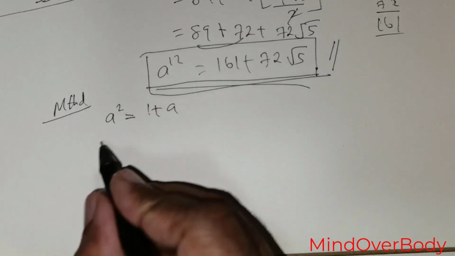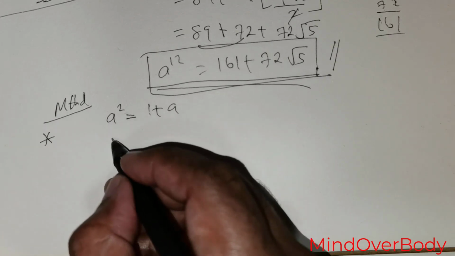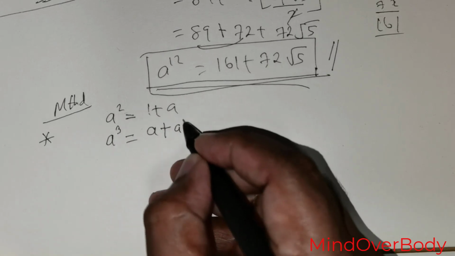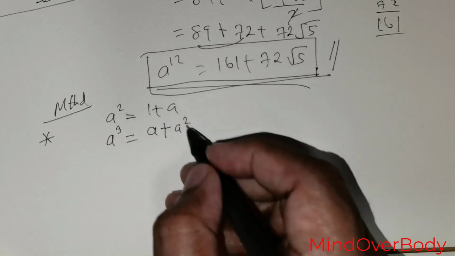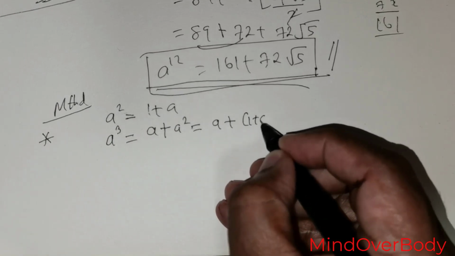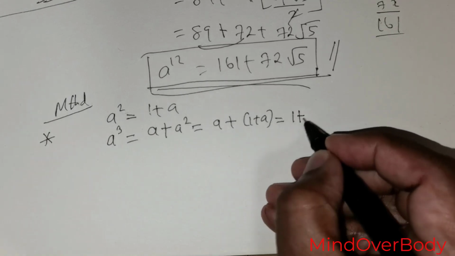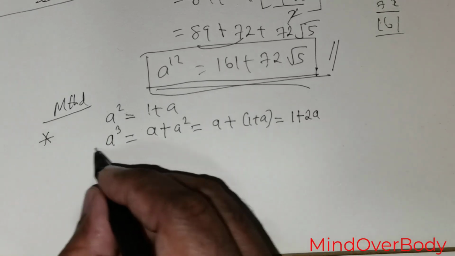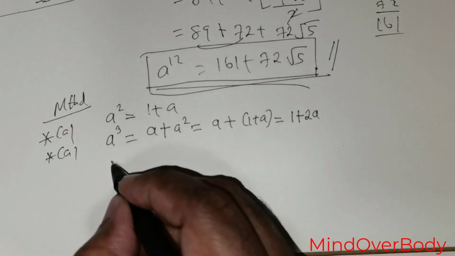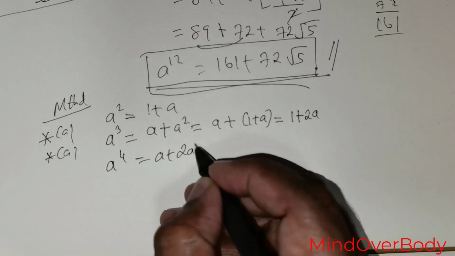Now what I wish to do is multiply by a on both sides. So this would give me a raised to the power 3 equals a plus a squared. But a squared is 1 plus a, so let me substitute that. So it's going to be a plus 1 plus a. I can rewrite this as 1 plus 2 times a. Now I'm going to multiply this again by a. So this is going to be a to the power 4 is equal to a plus 2 times a squared.